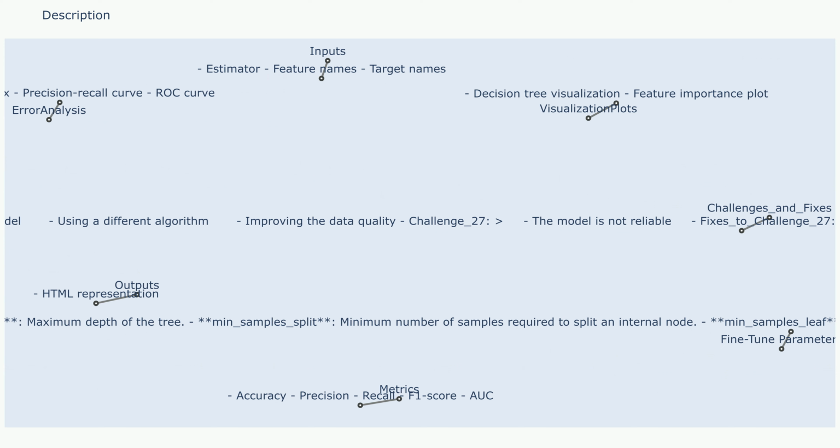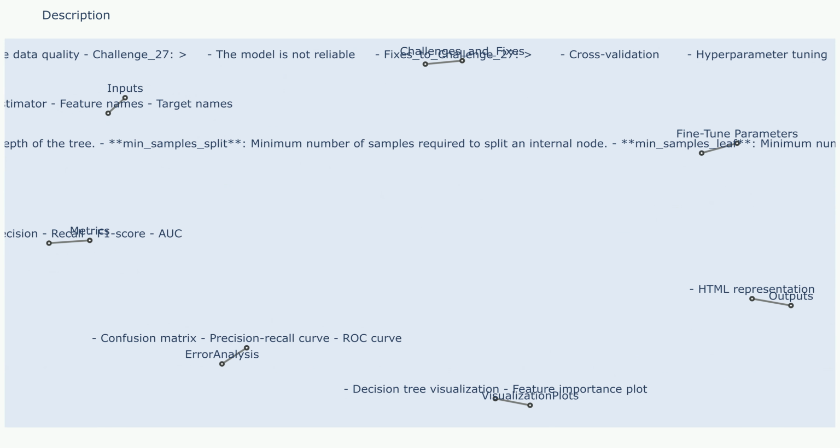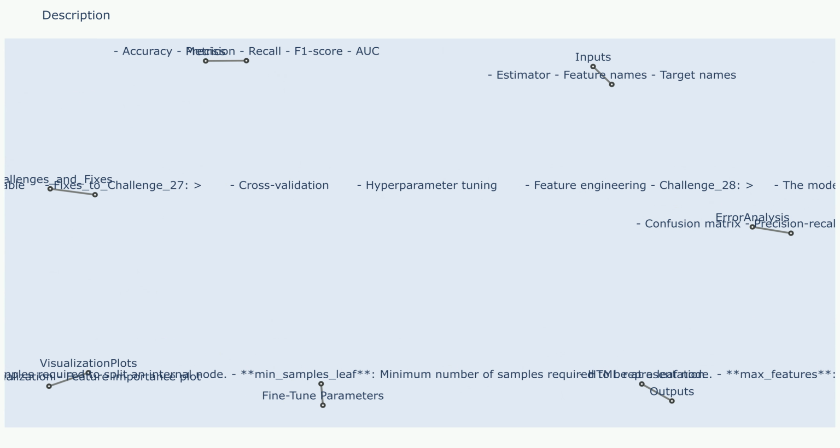Initialization: the function initializes an internal structure to store the HTML content. Recursive processing: it recursively traverses the estimator object, inspecting its attributes and sub-estimators. Attribute extraction: for each attribute, it determines its type and formats it appropriately. This includes handling nested structures like pipelines and feature importances.